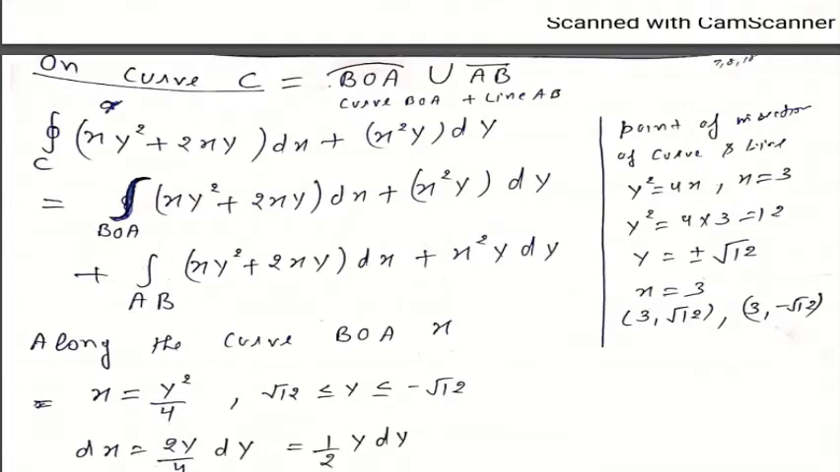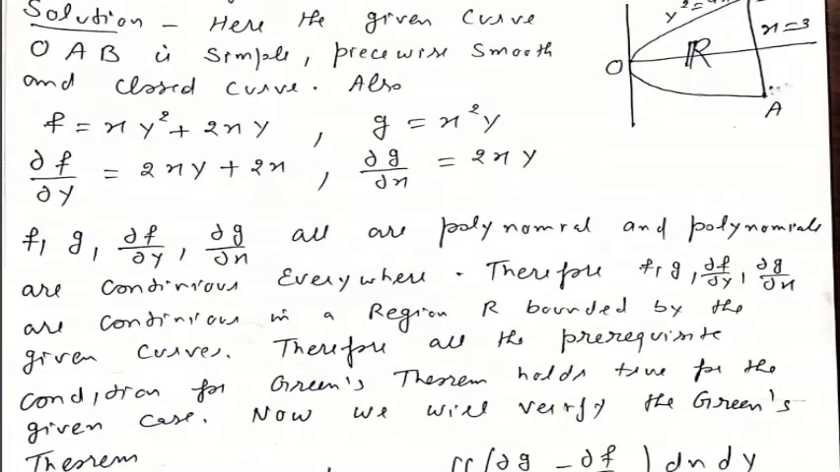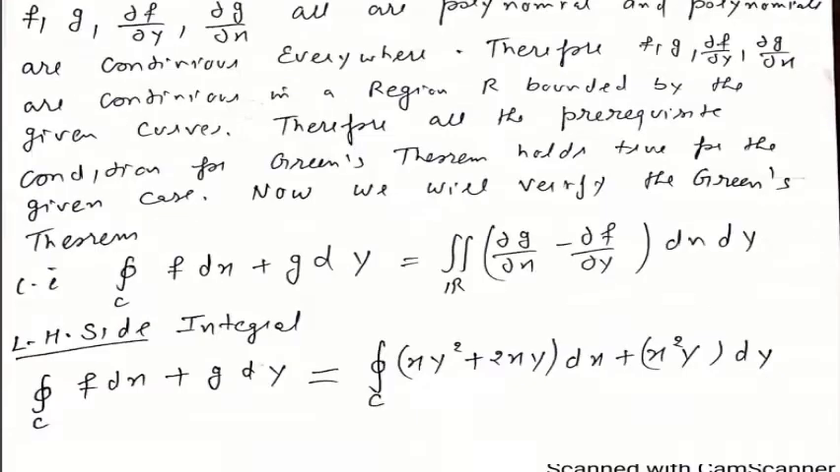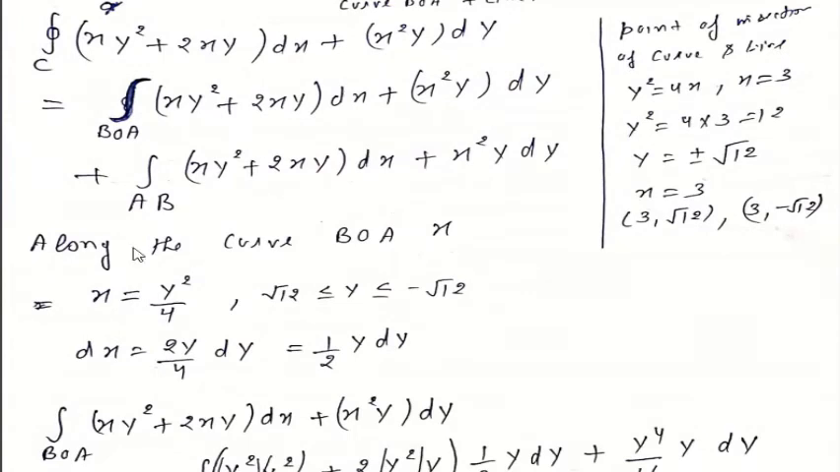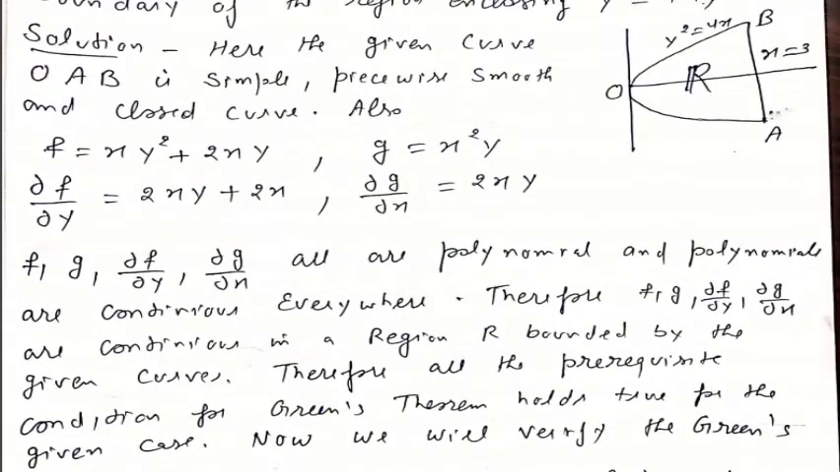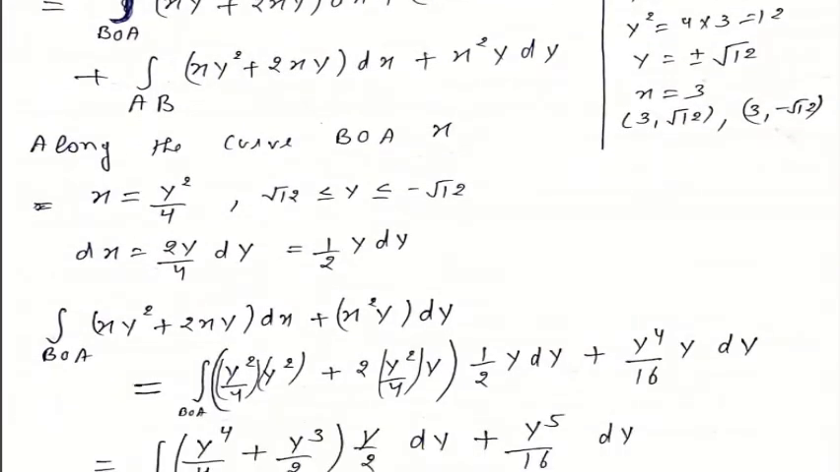Now on this curve BOA, what is the value of x? x is y square by 4. On solving this we will get the points of intersection as 3, square root 12 and 3, minus square root 12. So y varies from minus square root 12 to square root 12.